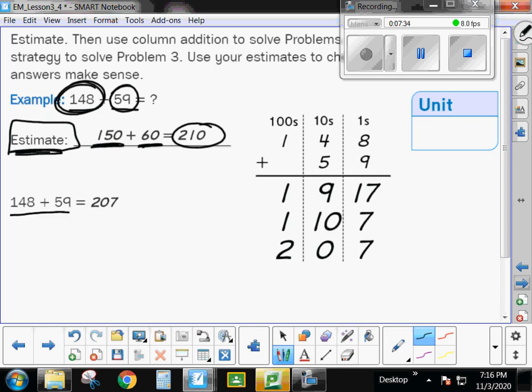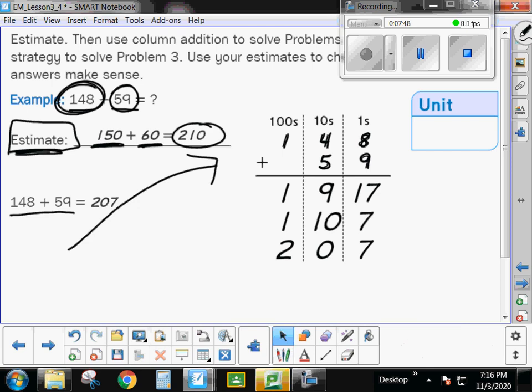So now we take 148 plus 59 and we're going to write it vertically. And remember, spreading out the numbers. So 148 plus 59. All right, then they went through and they added each of the columns. So in the hundreds place, they had 1. In the tens place, they had 4 plus 5 is 9. And in the ones place, they had 8 plus 9 is 17.